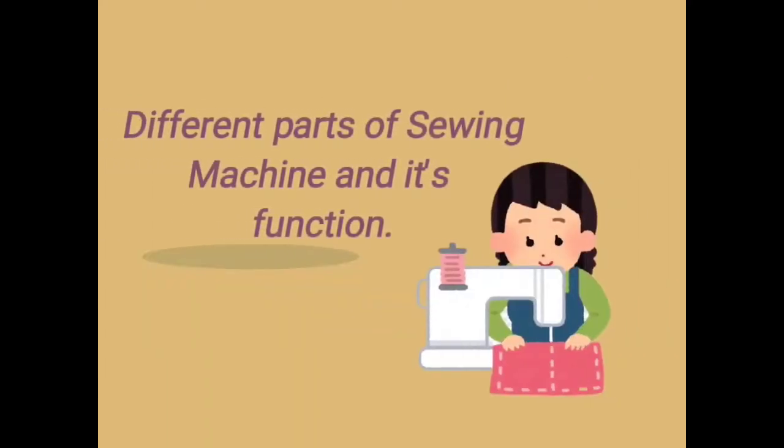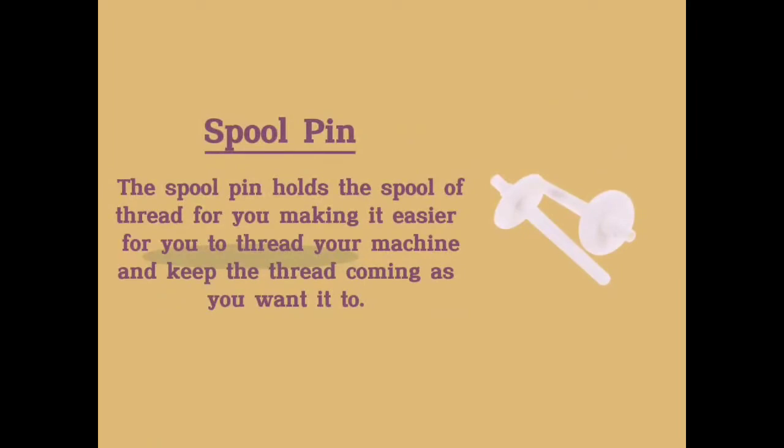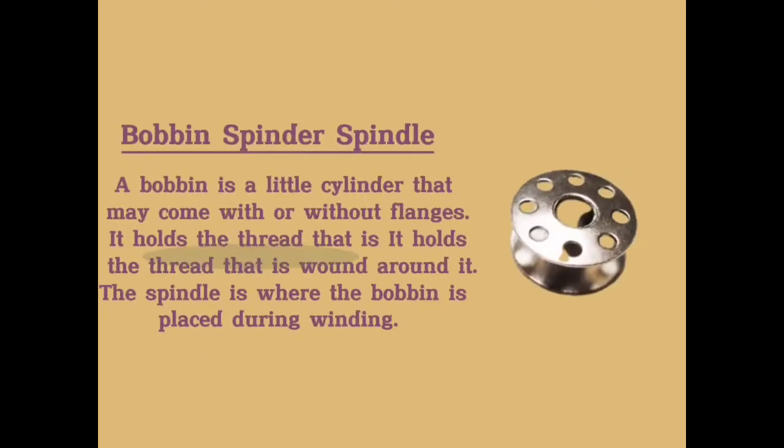Different parts of sewing machines and its functions. Number 1. Spool pin. The spool pin holds the spool of thread for you, making it easier for you to thread your machine and keep the thread coming as you want it to. Number 2. Bobbin winder spindle.